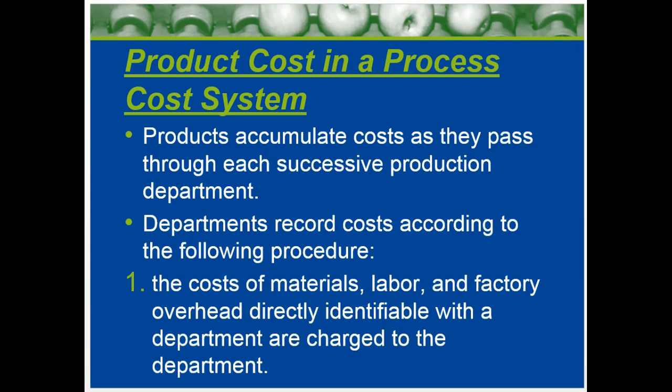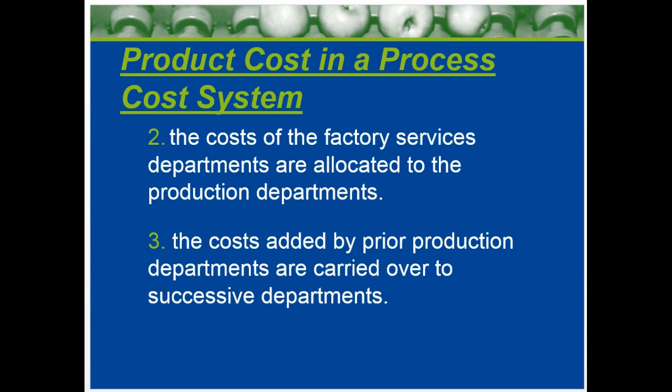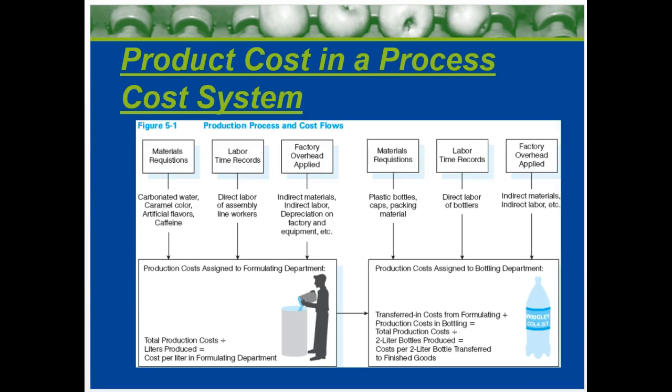As it says here, departments record costs according to the following procedure. The cost of materials, labor, and factory overhead directly identifiable with a department are charged to the department. Of course, it has to be directly correlated, right? A second point to consider is the cost of the factory services, okay? What is carried over from other departments.